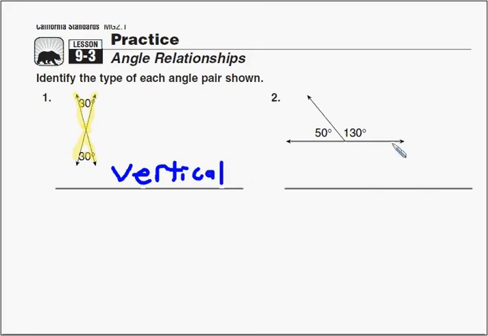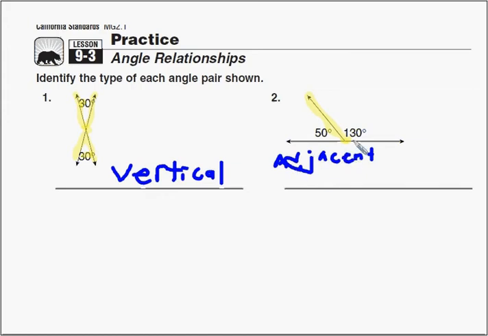Now this one, these share a vertex right here, and they also share a ray, so they're adjacent. Adjacent angles share a common ray. So these are adjacent. I'm going to write kind of quickly here. Adjacent. Hard to write with a mouse. And this should be an E.